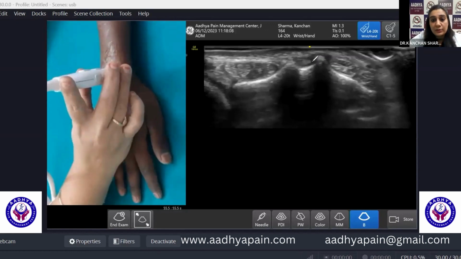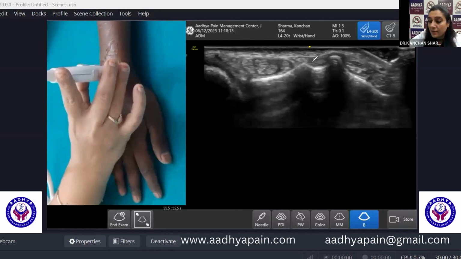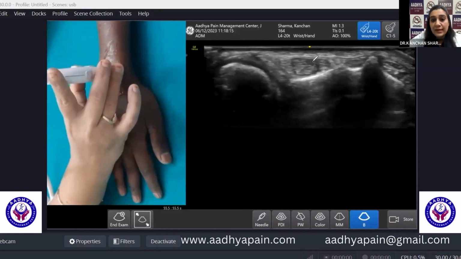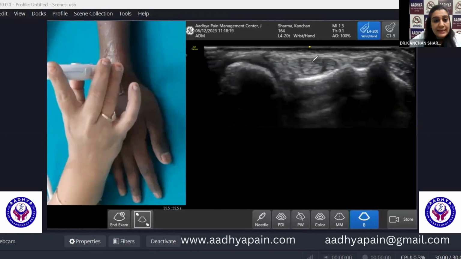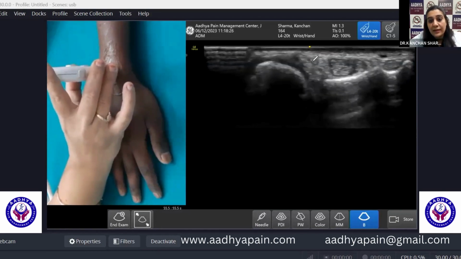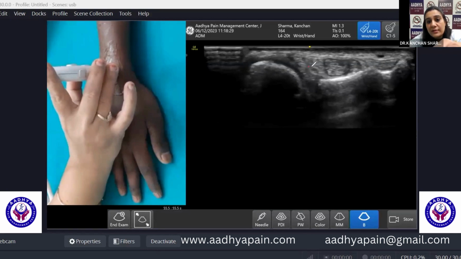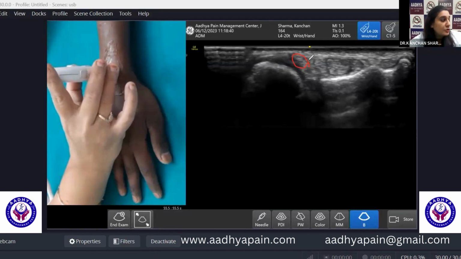So that was the Lister's tubercle. This is the third compartment, Extensor Pollicis Brevis. If I have slid my probe to this side, now you will be seeing the 4th compartment, right? The Extensor Digitorum along with the Extensor Indicis. And if I am moving to this side, then you are able to see one tendon which is here, right? So that is your Extensor Digiti Minimi, and this is the one which will be lying in close approximation with your distal dorsal radio-ulnar joint.